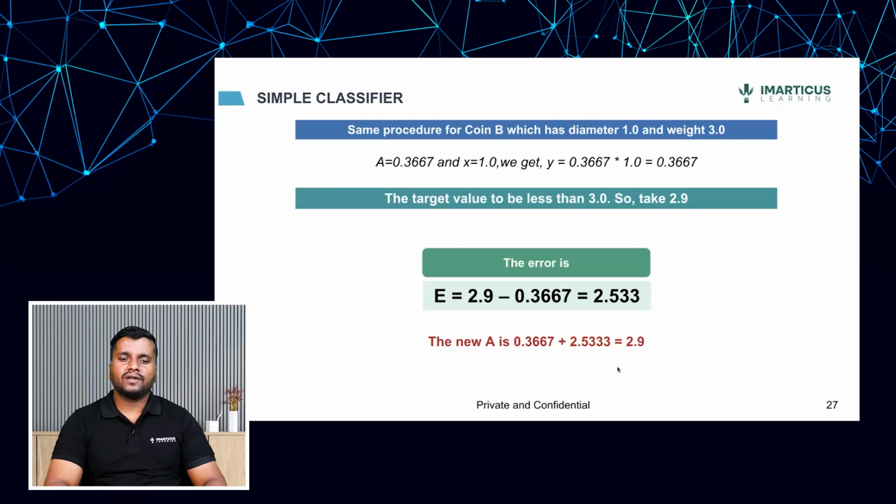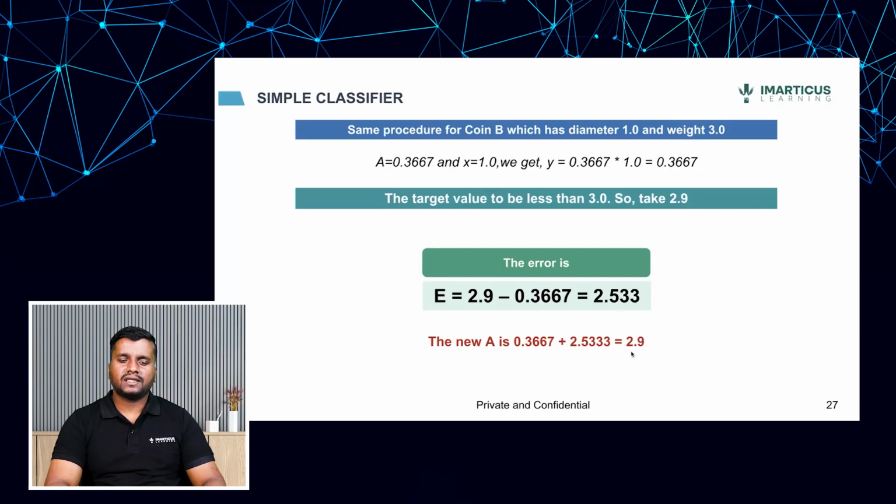So the same procedure is going to happen for coin B, which has diameter 1 and weight equal to 3.0. When a is equal to 0.366 and x is equal to 1.0, we get y equal to 0.366 into 1, which is 0.366. So the target value is to be less than 3. We take the value 2.9, and as the error is 2.9 minus 0.366, which is 2.533, similarly here the new value of a is going to be 0.366 plus 2.533, which is 2.9.